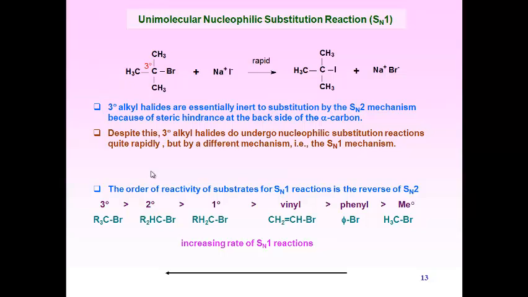Let us move to unimolecular nucleophilic substitution reactions, that is, the SN1 reaction. Tertiary alkyl halides are essentially inert to substitution by the SN2 mechanism because of steric hindrance at the backside of the alpha carbon.